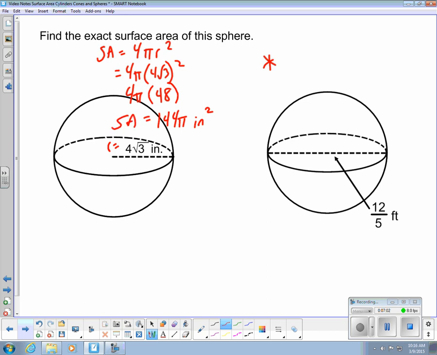All right, so you're going to do this one over here to the side. I would treat it as a fraction and leave it in fraction form and make sure it's an exact answer. So pause the video and do this one here to the side. Okay, so when you're done with this one, your surface area should be 576 pi over 25 feet squared.